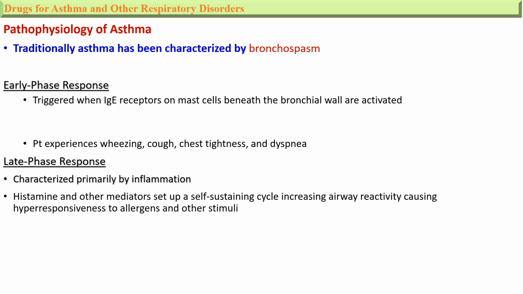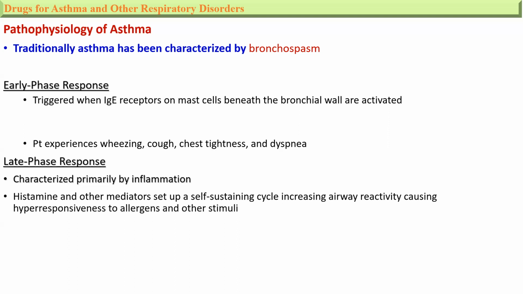This late phase response is characterized primarily by severe inflammation. The histamine and other mediators will increase airway reactivity, which will result in hyperresponsiveness to allergens and other stimuli. Increased airway resistance leads to air trapping in the alveoli, and hyperinflation of the lungs.